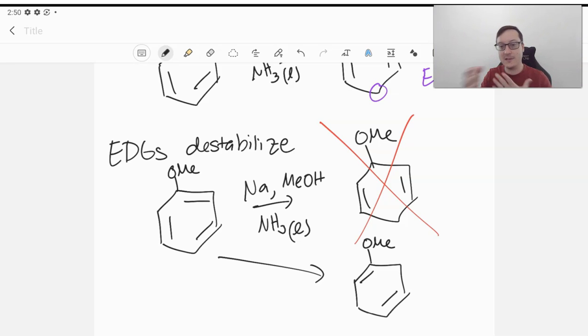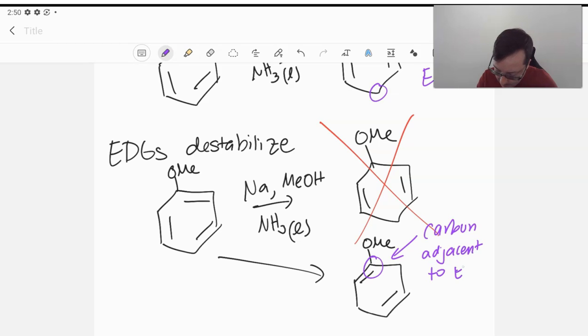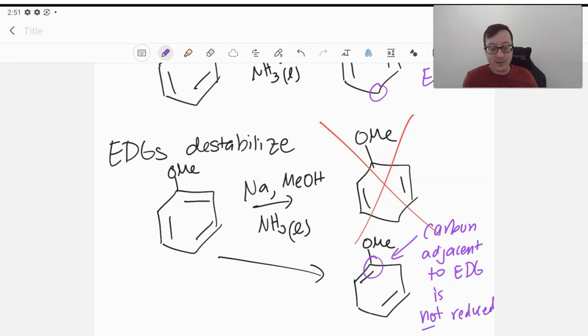Notice we still have the same pattern. We're going to end up with parallel double bonds, isolated ones. We're going to have sp3 hybridized carbons on opposite sides of what used to be our benzene. But notice that the carbon adjacent to the donating group is not reduced. So we'll reduce a different position.